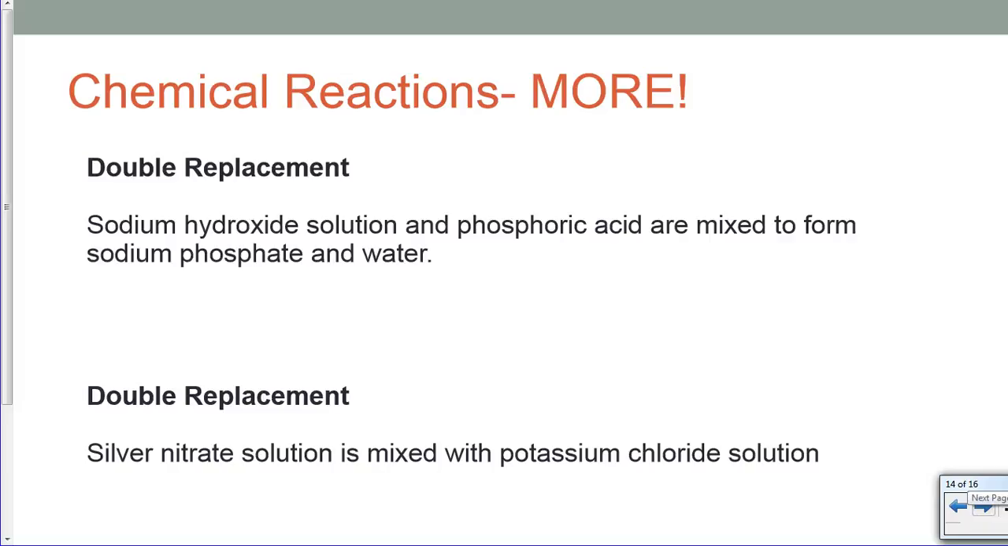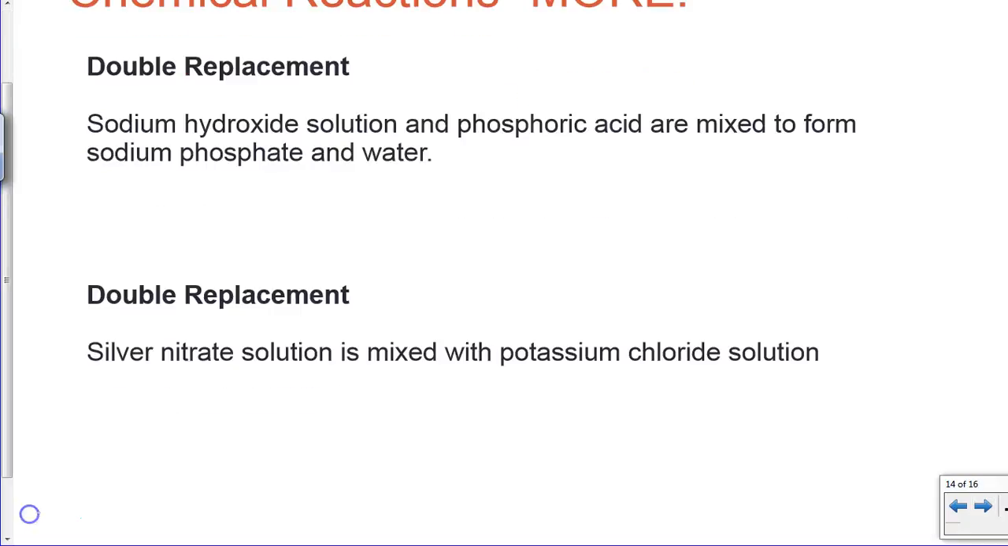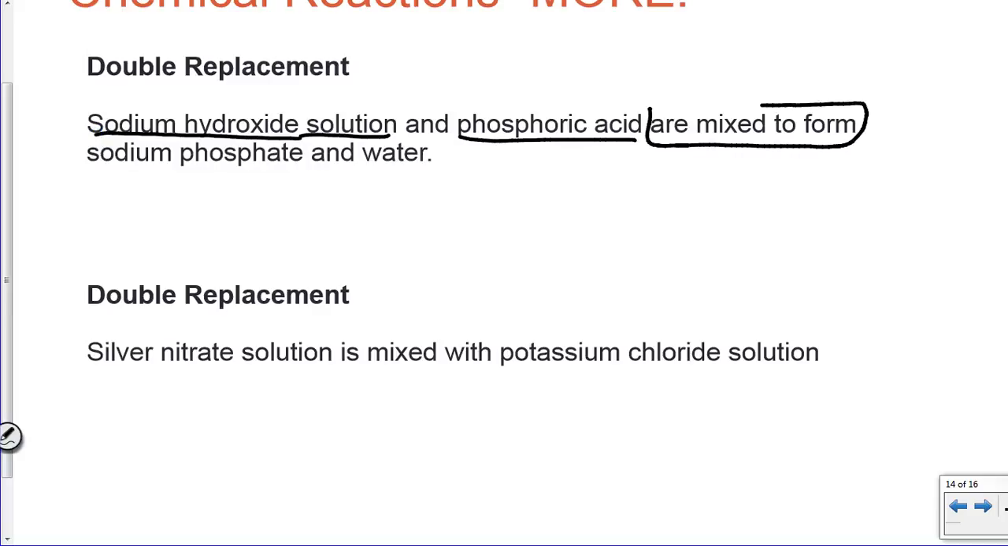Double replacements. Okay. These ones become fun. Now we're going to take a look at a double replacement reaction. We obviously have the keywords for looking at our word equation. We have sodium hydroxide solution, phosphoric acid, are mixed to form sodium phosphate and water.